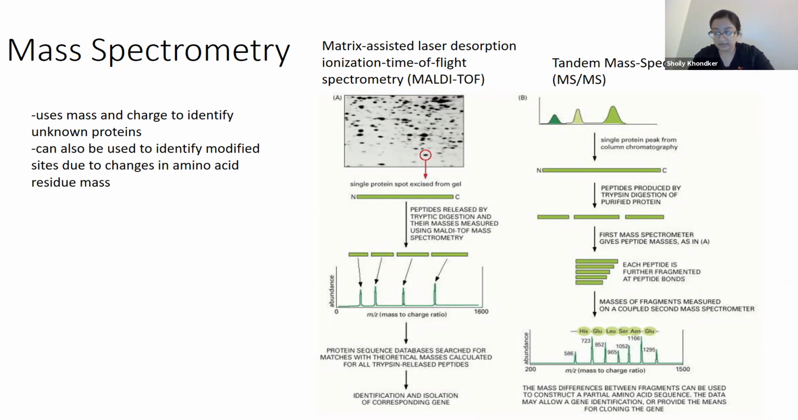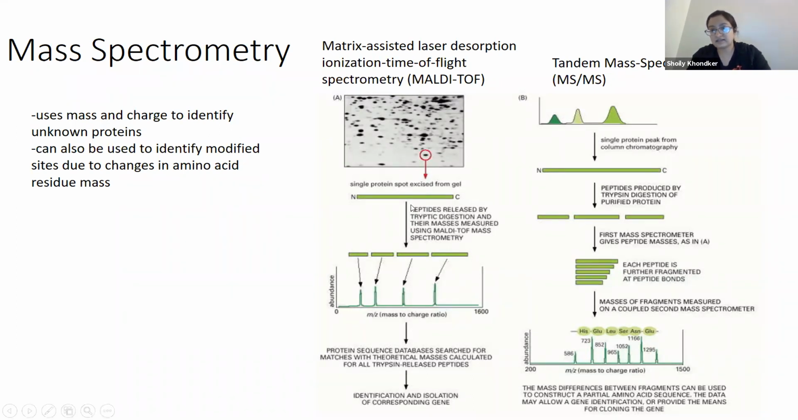The masses of all the peptides are then collected, and they're used to compare against a genomic database. These databases contain information on the masses of all proteins present in an organism and their predicted peptide fragments. And using these databases, the protein in question can be identified. So that's how mass spec is used to identify unknown proteins. It can also be used to sequence an amino acid chain and to identify post-translational modifications.